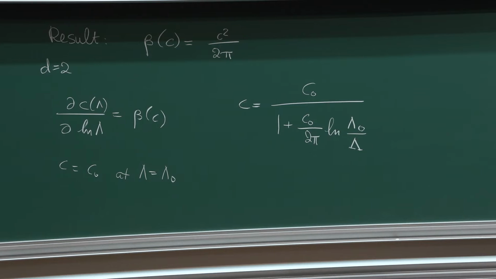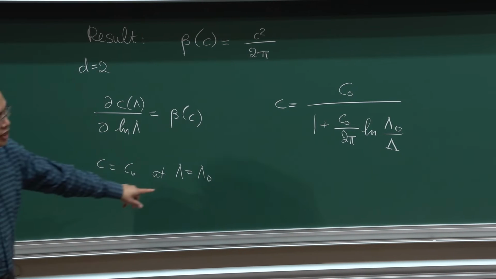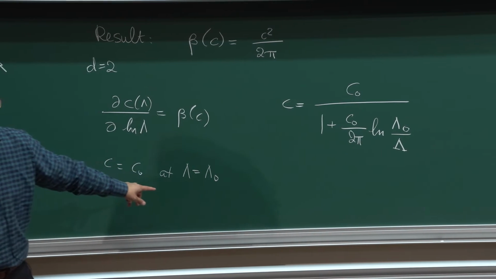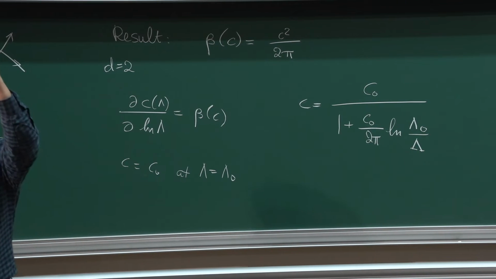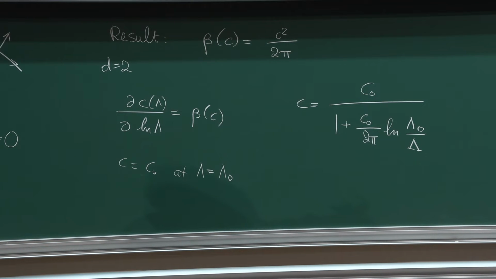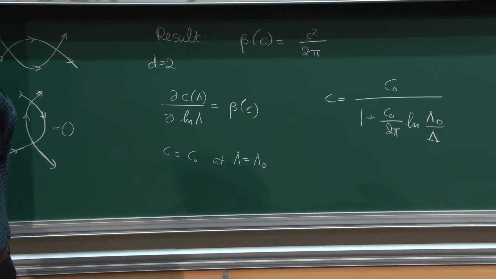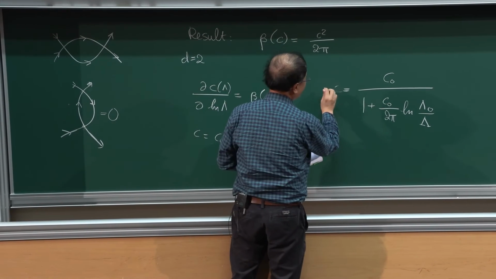One can think about this lambda naught, for example, as a UV cutoff in the theory. C naught would be a bare coupling constant at the UV cutoff, and then we run the coupling in the renormalization group, integrate out all the degrees of freedom between lambda naught and lambda, and get the coupling constant at the scale lambda.